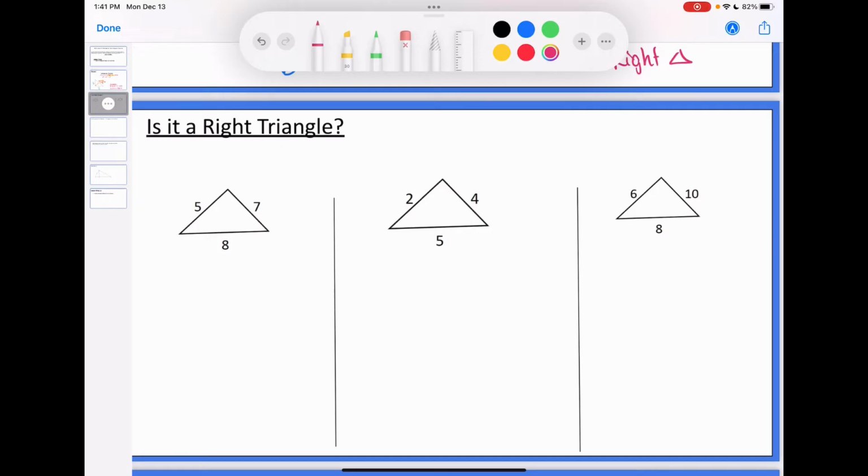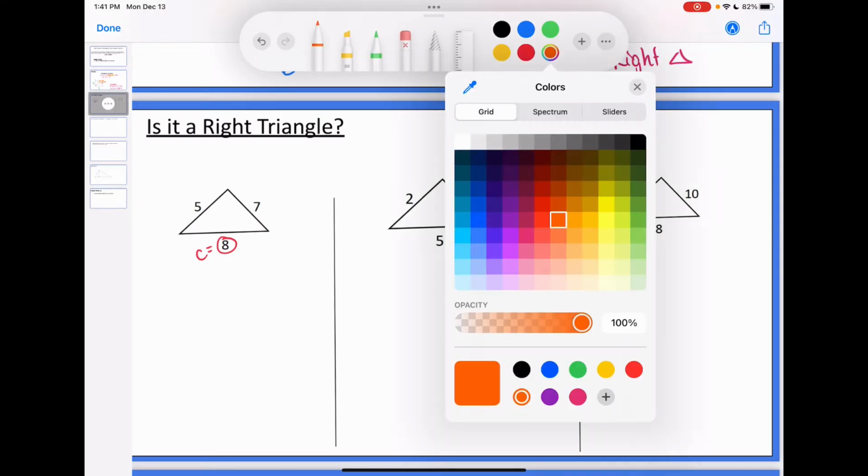So using the converse here, we can go ahead and see, are these right triangles or not? Well, remember, c is always the longest side. So even though we don't know where the right angle is, we can still look at the numbers and know which side would have to be c. In the first triangle, c would have to equal 8. So a and b would be 5 and 7, in whatever order you want.